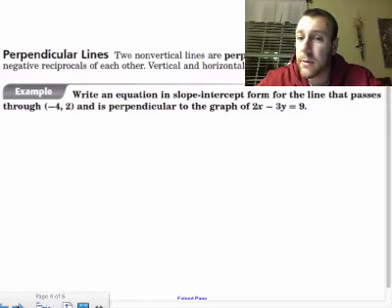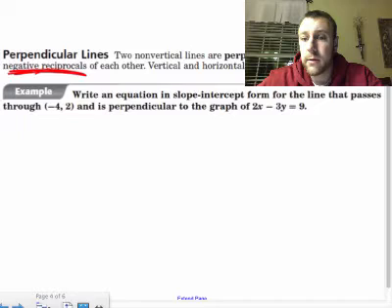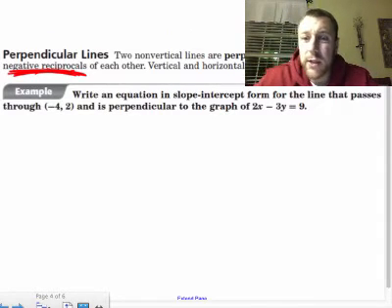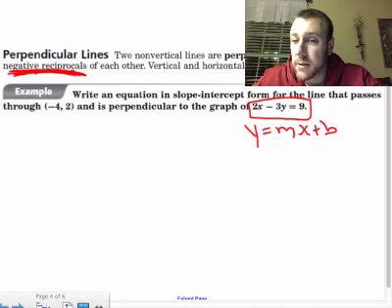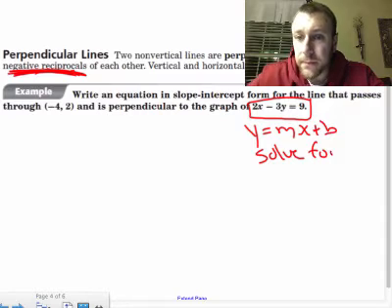Perpendicular lines are a little bit different. Again, opposite reciprocals, or negative reciprocals. Technical error there. So I'm given this equation in standard form, they call it. So what I have to do is convert it to y equals mx plus b, slope-intercept form. So I have to solve for y.